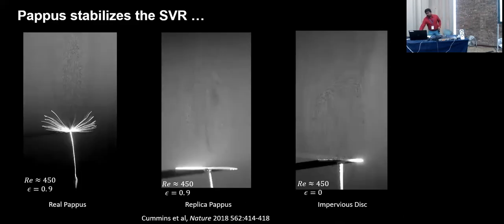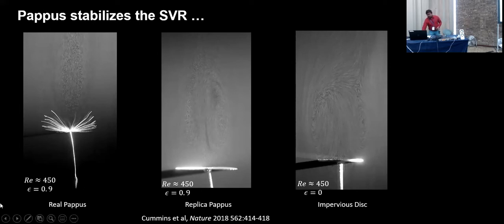I will give you some more examples. These are 3 different cases: one is the real biological dandelion seed, one is the replica porous structure, and the last one is the solid disk.